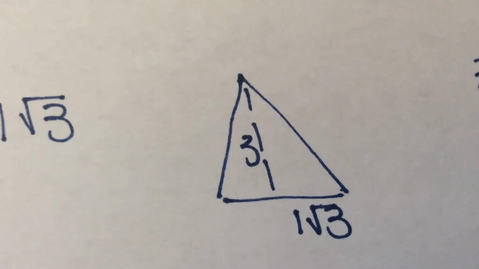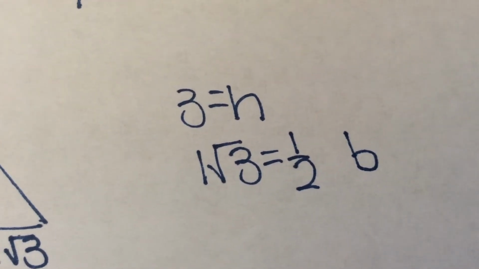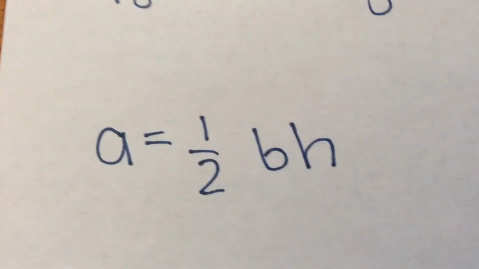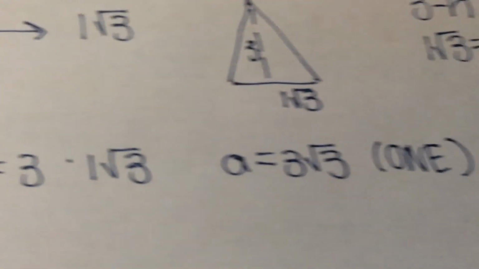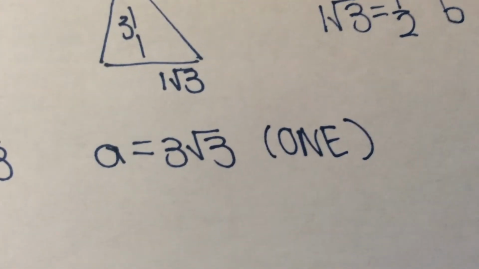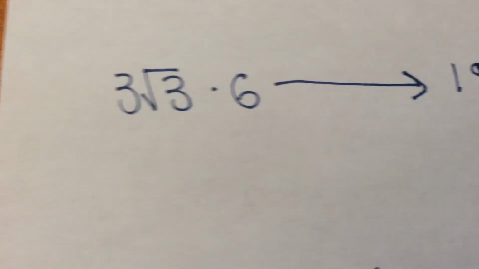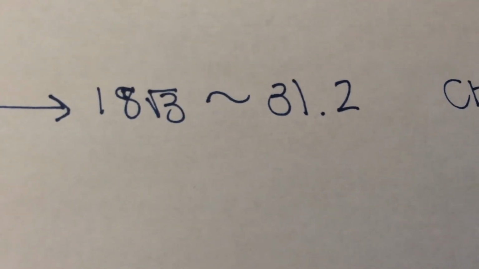But now that we have the base and the height, we can find the area of the triangle. So we know that 3 is the height and 1 root 3 is half of the base because we split the original triangle into two 30, 60, 90s. So we know that A equals 1/2 BH, A equals 3 times 1 root 3, A equals 3 root 3, but this is only one of the triangles, and there are 6 triangles inside this hexagon. So we need to multiply by 6 to get the area of the hexagon. So 3 root 3 times 6 equals 18 root 3, or approximately 31.2.